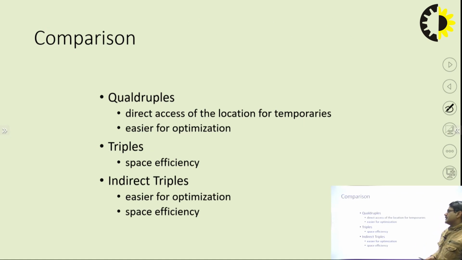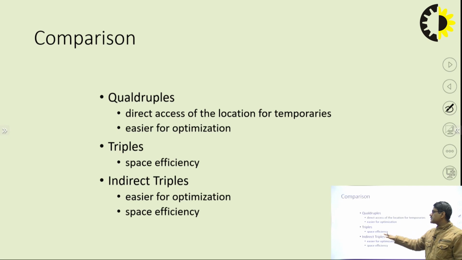If you compare these, quadruple gives direct access to the location for temporaries and is easier for optimization, because every time we have all the values, whatever value we have defined by that expression, whatever is intermediately calculated, all of it will be stored in the quadruple. So we can use that.